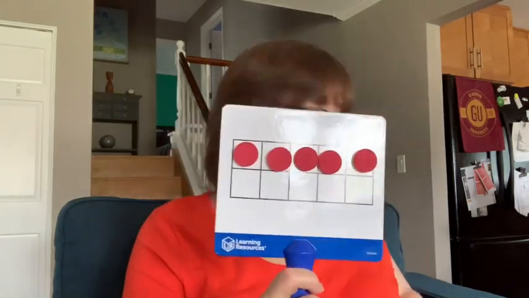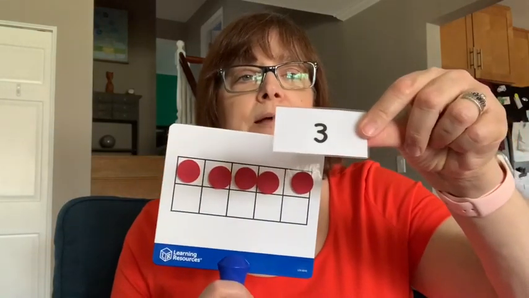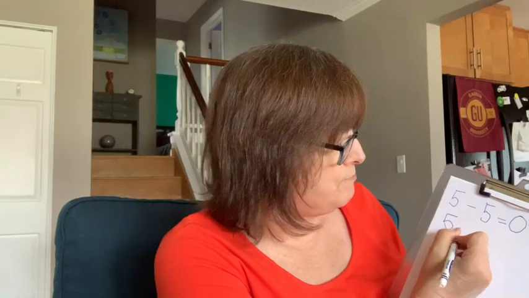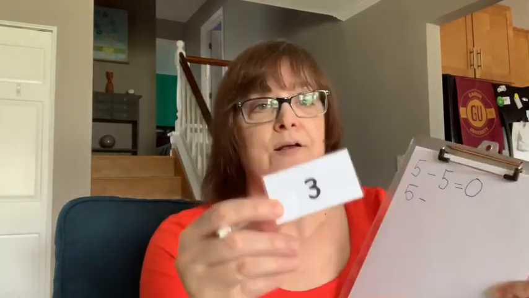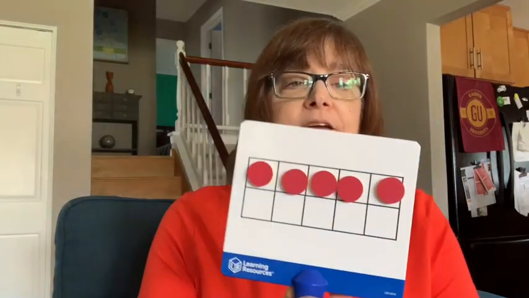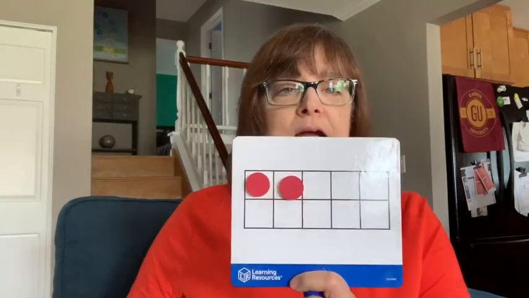Okay, let me get everything ready again on my part. So remember, we're putting 5 up at the top on our 5 frame. Here's our 5. Ready? I'm going to pick a new number. Ooh, what number did we get this time? 3. So let's start writing. 5, because we have 5 to start with, minus, and what's the number we picked? 3, equals, and let's try that. Here is our 5, and we're taking away 3. Ready? 1, 2, 3. How many are left?